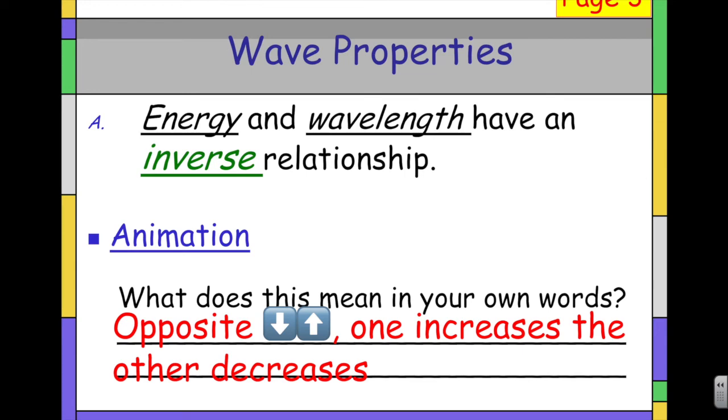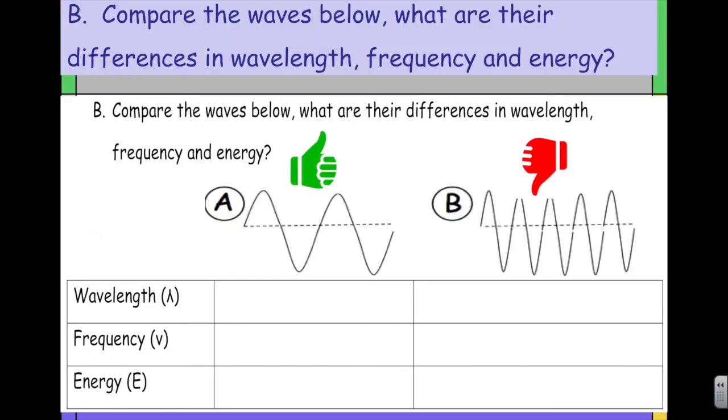So knowing that, let's see if we can compare these two. Now, which one, the wavelength. Let's just look at the wavelength right here. So which one is going to be the longest one? You were correct. That was the A, and B was the shortest.